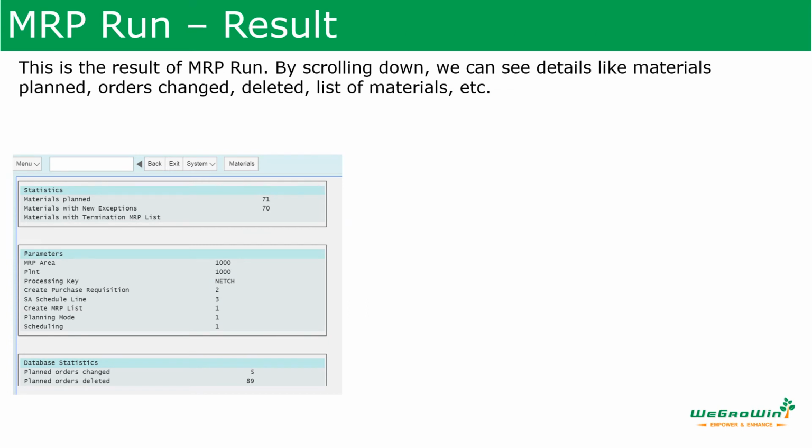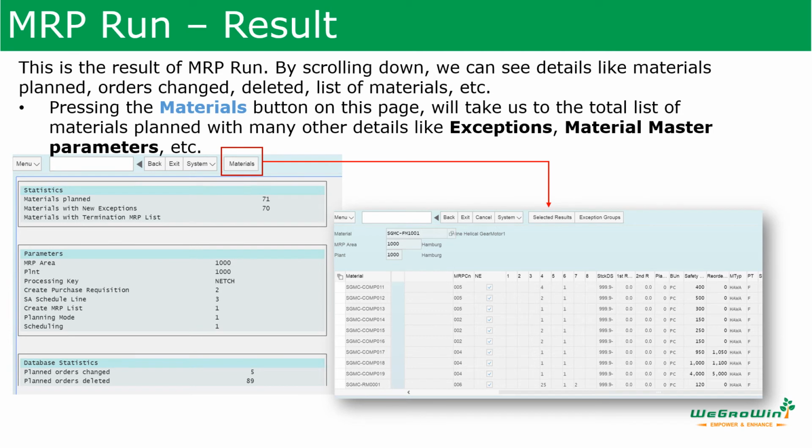Now we executed MRP. Now we are seeing the result. This is how the MRP result will be shown in the classical MRP run. By scrolling down this page, we can see the details like materials planned, orders changed, what are the orders deleted, what are the list of materials, all those things we can see. By pressing the materials button in this page, the system will show the total list of materials which have undergone this plan with the details of exceptions, material master parameters, and other details.